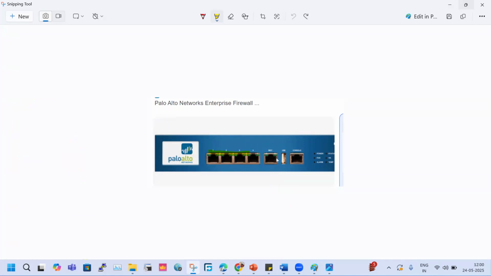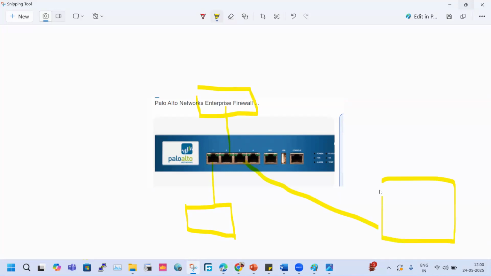Suppose we have these data ports available in our firewall, okay? So I will be using one port for my local area network, that is my LAN zone. One port I will be using for my WAN zone, that will be connected to the internet. And one port I will be using for my DMZ network. So here I will be creating three zones.